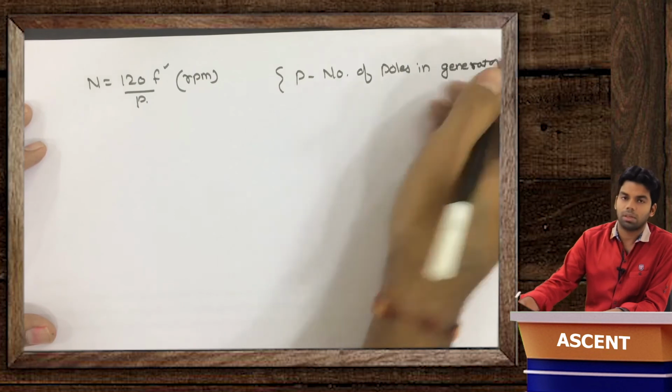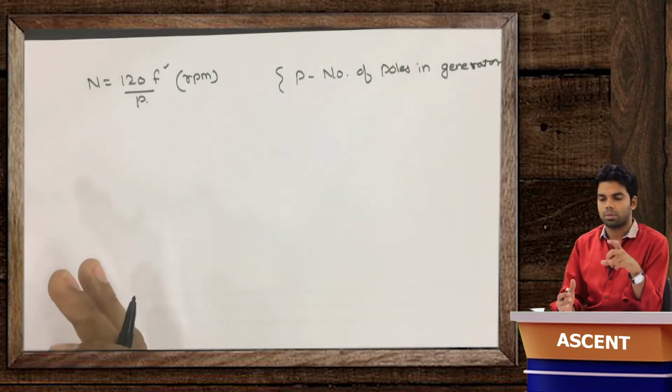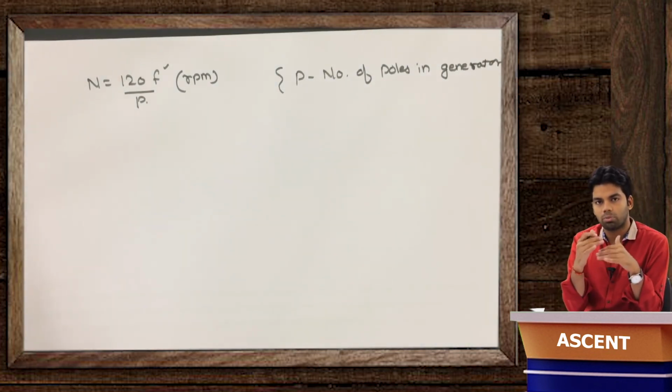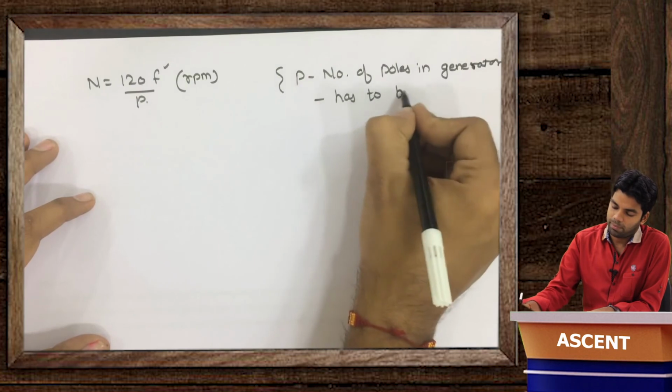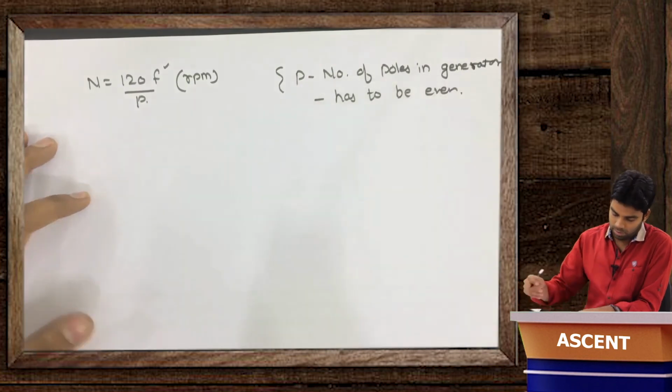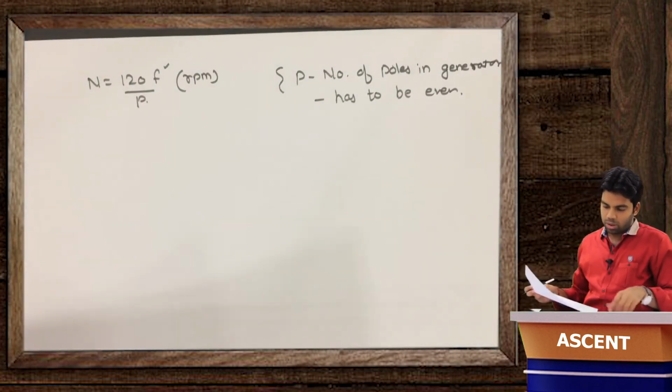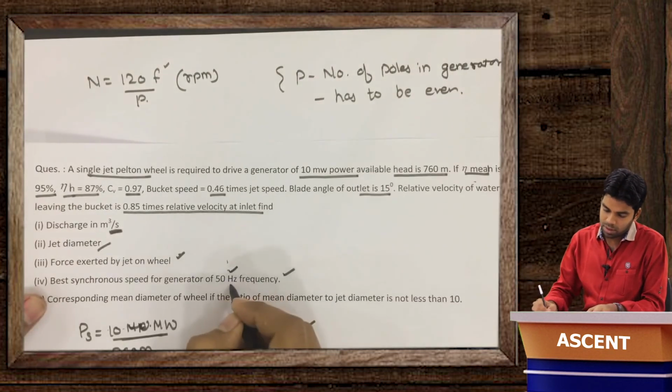And obviously that has to be always even. That means that is a pair of poles, north and south pole. These are two poles, so the number of poles obviously has to be even. Getting this now? Okay, so here we have the value of this frequency, which is given as 50 hertz.